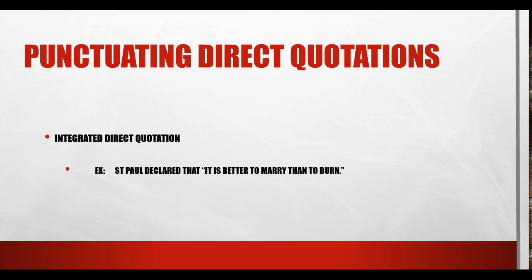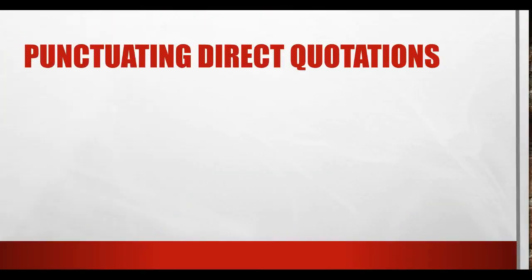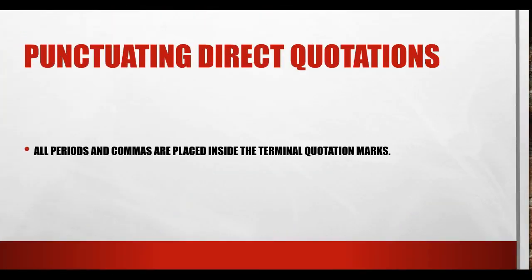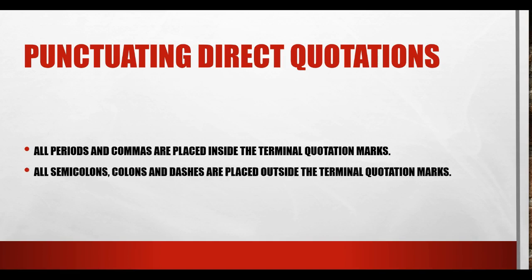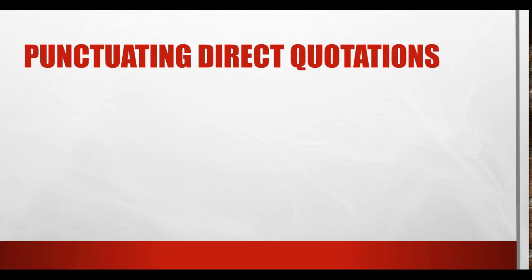Additional punctuation rules include: all periods and commas are placed inside the terminal quotation marks. All semicolons, colons, and dashes are placed outside the terminal quotation marks. They should be regarded as punctuation for your sentence and not for the quotation. However, occasionally when a semicolon, colon, or a dash appears at the end of the quoted material, punctuation is placed inside the marks.